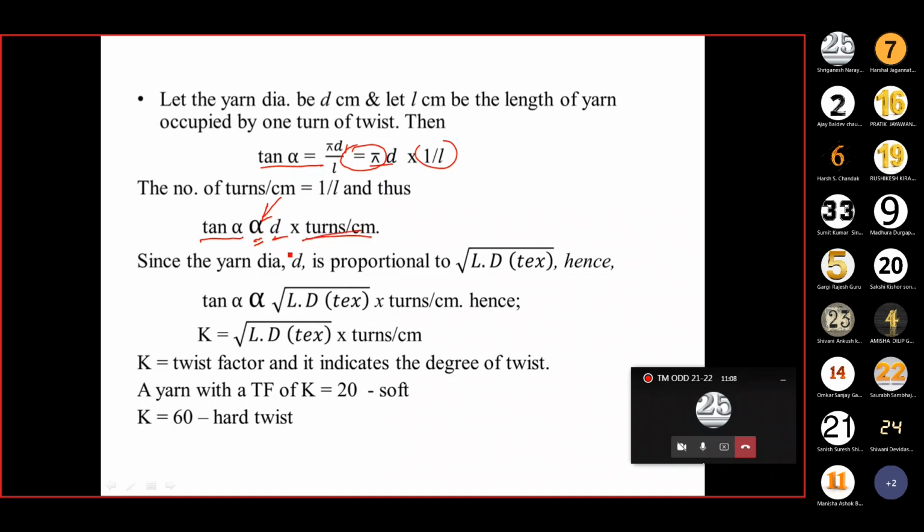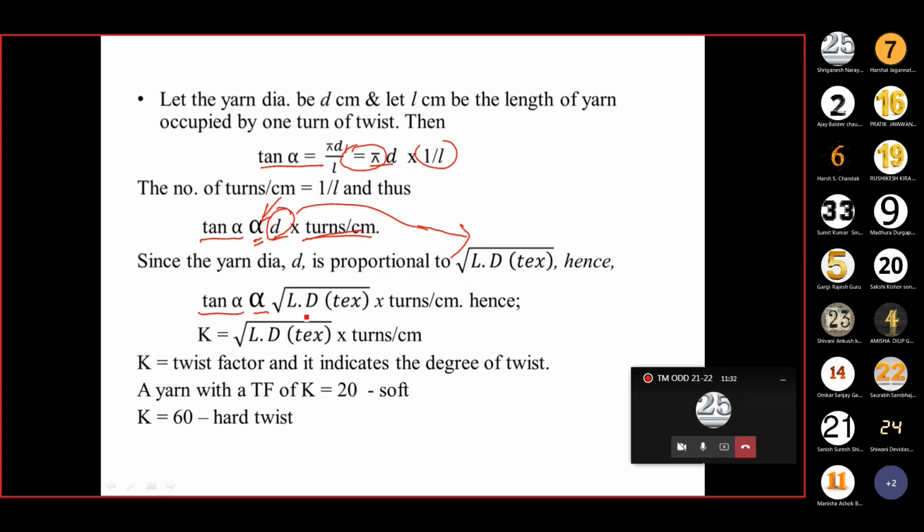But we also know that the diameter of the yarn is proportional to the square root of the linear density. The diameter of the yarn is also proportional to the square root of the density, right? So we can modify the formula.